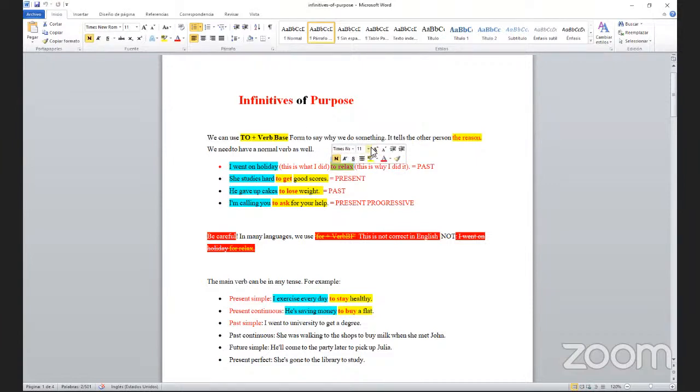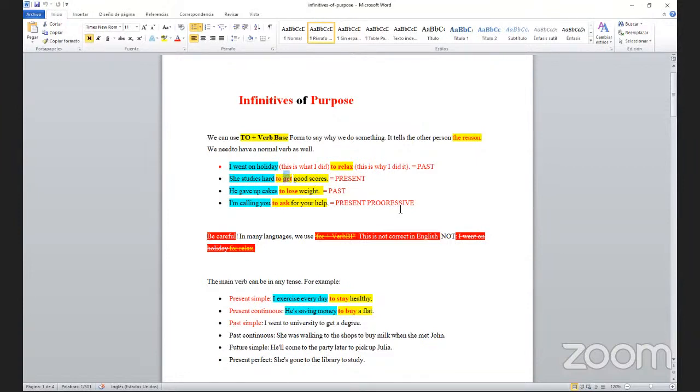We can use this infinitive of purpose in any tense. For example, simple past. In present, we could say, she studies hard to get good scores. So in this case, this is what she does, she studies hard, now in the present. And why? What is the reason? To get good scores, right? So always to with the verb in base form.